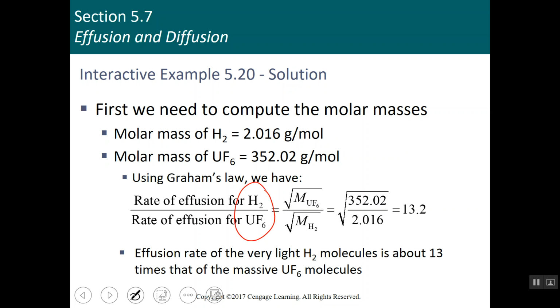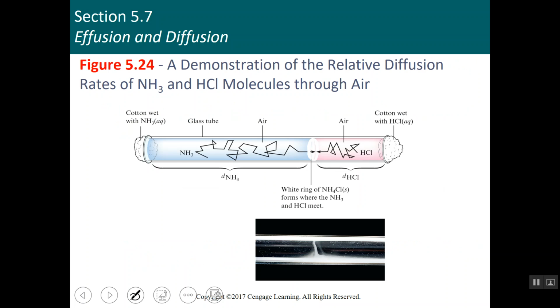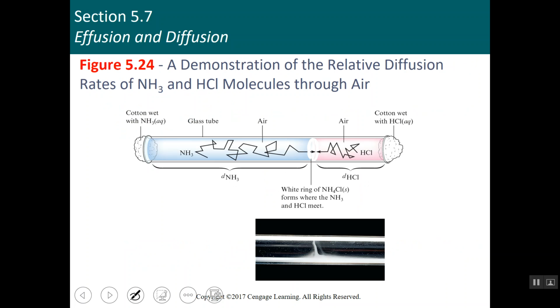What that means is through that little pinhole, the rate of the hydrogen molecules moving through is 13 times that of the uranium hexafluoride molecules. Effusion rates depend on the average velocities, and that makes sense because if you look at the average velocity formula we just talked about, the smaller the molar mass, the more that molecule is moving around, the more chance it has to find that pinhole. And again, they used the kinetic molecular theory to derive that.